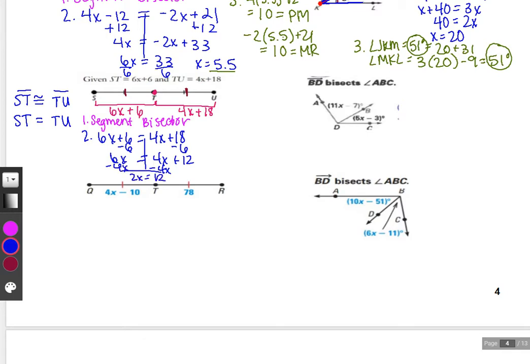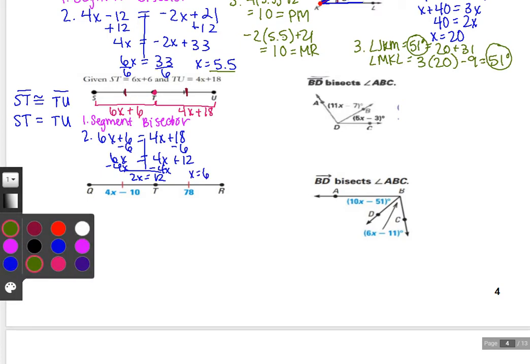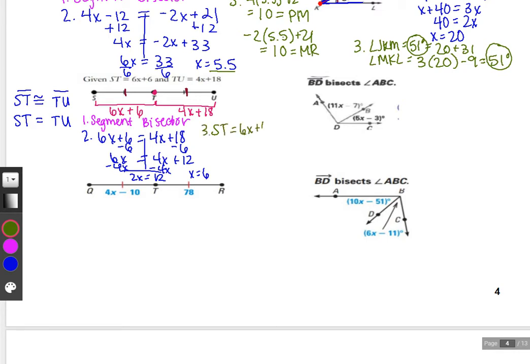Alright, now we're not done. We know x equals 6, but we need to plug it back into our equations and see what we get. So for the value of ST, ST equals 6x plus 6. So we're going to substitute in our x value, which was 6. And so 36 plus 6 is 42.